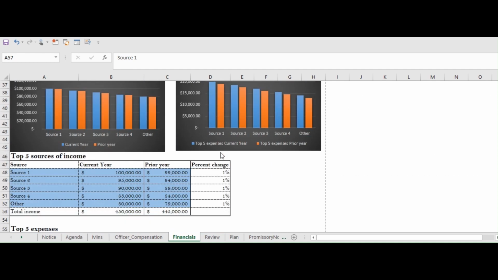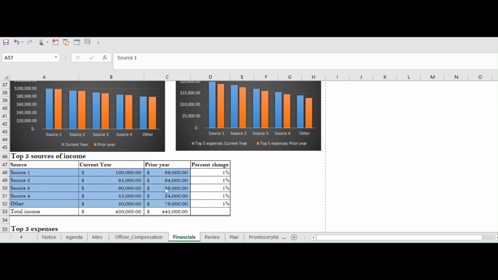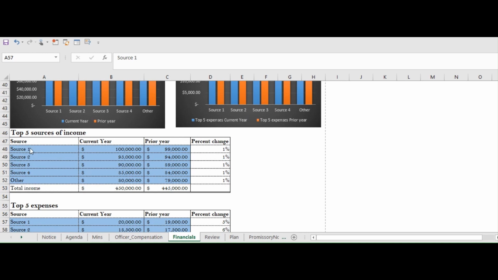So you want to look at your top 5 income sources. Let's say in your business, you offer various services and products. Which ones are doing the best? You want to go ahead and look at that. See how it's done the current year. See how it's done the prior year. And just compare. You do the top 4, and then everything else is classified under other.